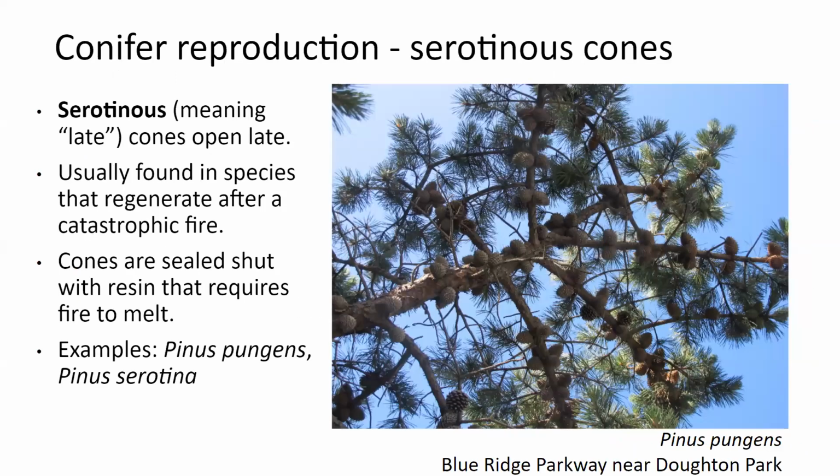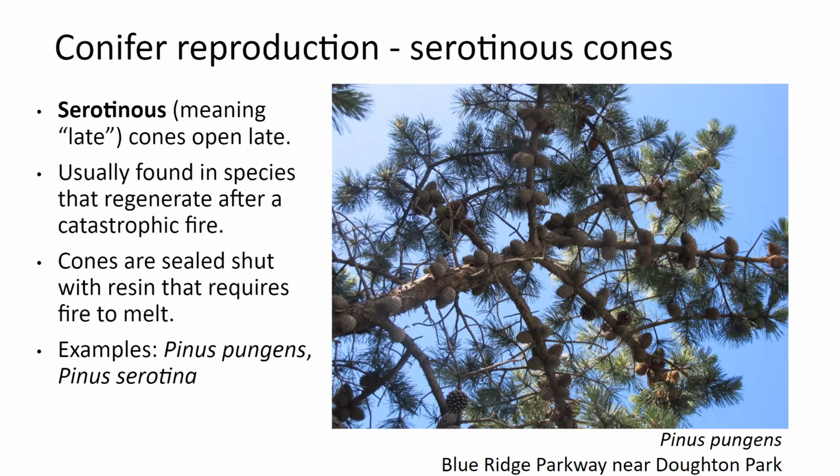We have some special terms that we use for certain types of cones that have certain traits. Serotinous, right? You've learned Prunus serotina, right? Meaning late. So you know that serotina means late. In this case, serotinous cones open late. So often this is a trait that is a fire adaptation, found in species that regenerate after a catastrophic fire. In this case, the cones are actually sealed shut with resin. So instead of just drying out, that's not enough to open up those cones. You actually need the heat from the fire to melt the resin, which will then pull those cones open.